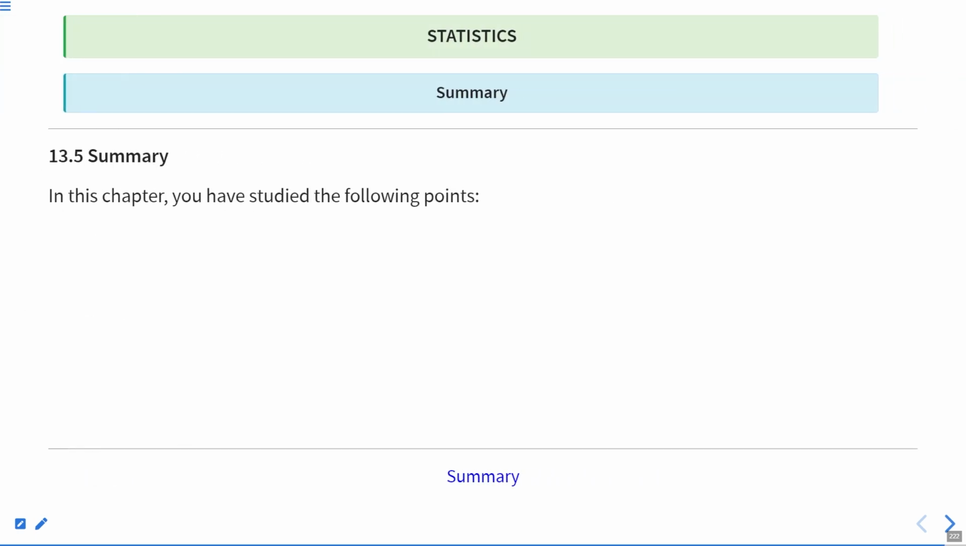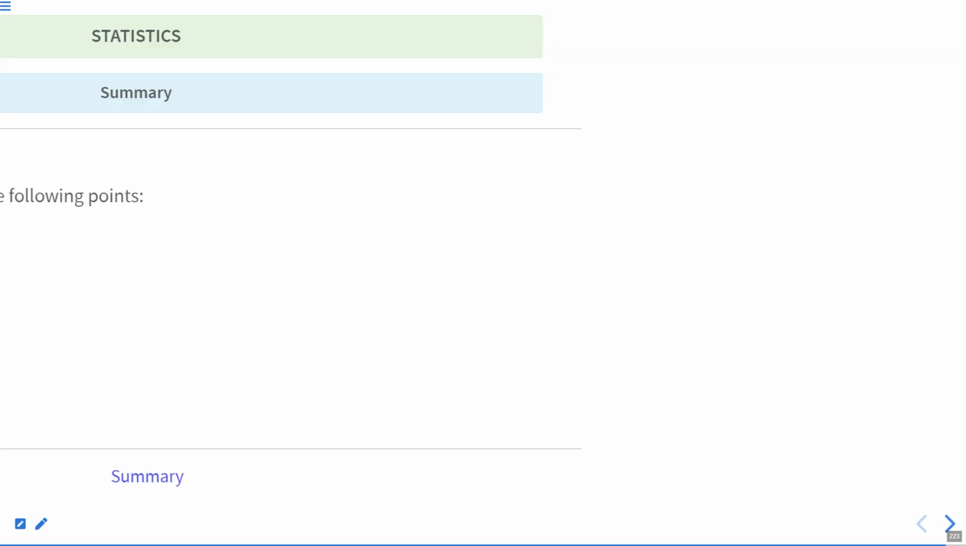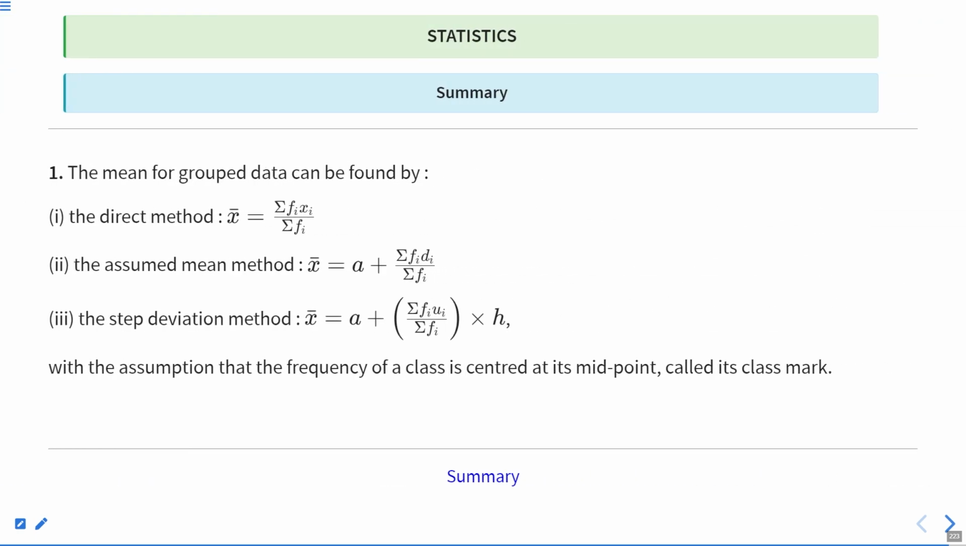And now we will discuss the summary. We'll summarize whatever was covered in this chapter. In this chapter we have studied the following points. First point: the mean of grouped data can be found by the direct method, that is x bar is equal to summation fi xi divided by summation fi; by the assumed mean method, x bar is equal to a plus summation fi di divided by summation fi; and by the step deviation method, x bar is equal to a plus summation fi ui divided by summation fi, times h, with the assumption that the frequency of a class is centered at its midpoint, called the class mark.